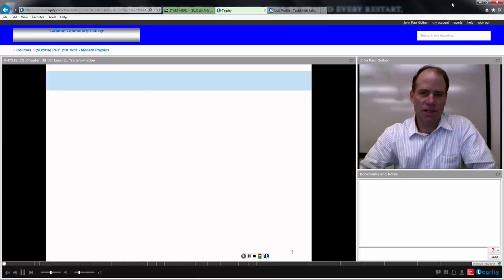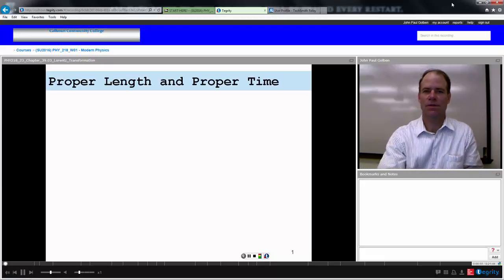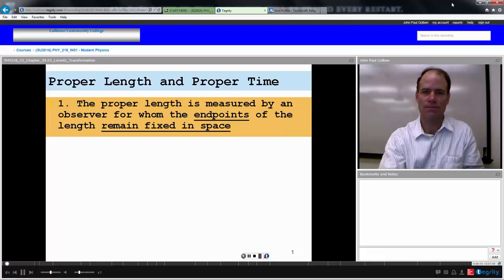We've had some exposure to special relativity. Let's take a look at a few more examples. And before we do, let's lay down our ground rules: proper length and proper time.